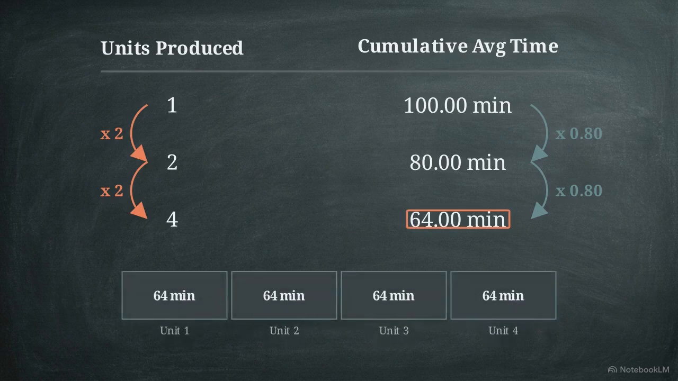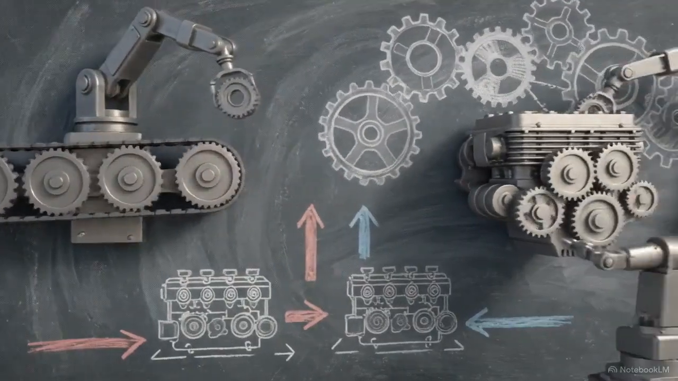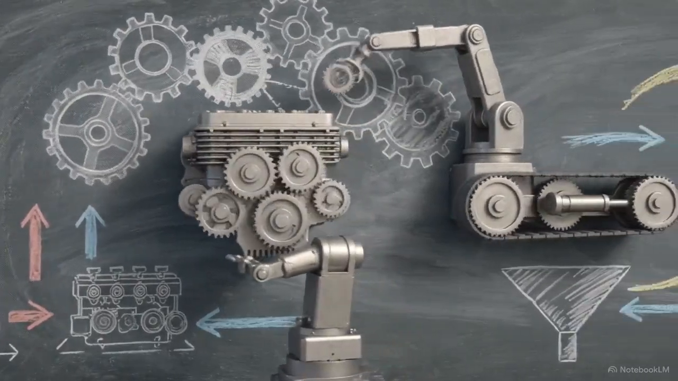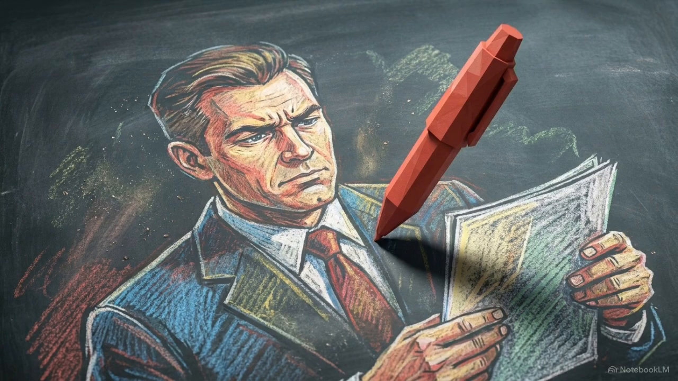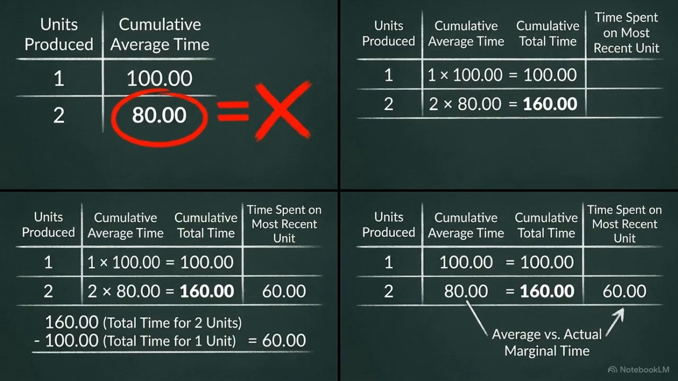When production doubles again, moving from 2 to 4 total units, that 80-minute average is multiplied by 80% once more, bringing us to 64 minutes. That 64 minutes represents the smoothed-out efficiency across all 4 units produced to date. The math here is precise for finding averages, but it masks what is physically happening on the assembly line. This is where professionals make a critical error. They look at that second row and assume that because the average is 80 minutes, the second unit itself took 80 minutes to build.